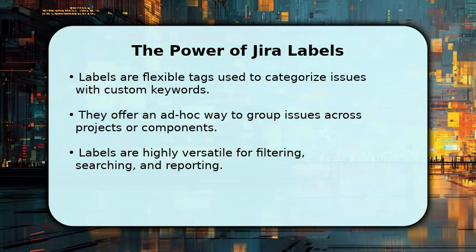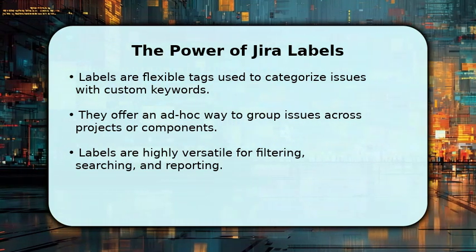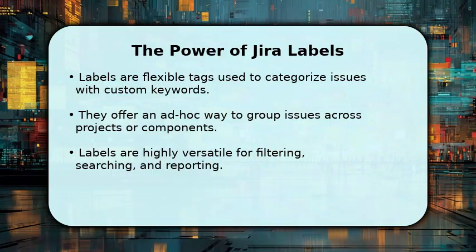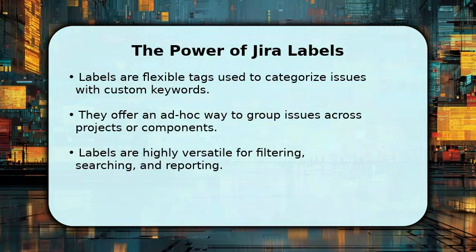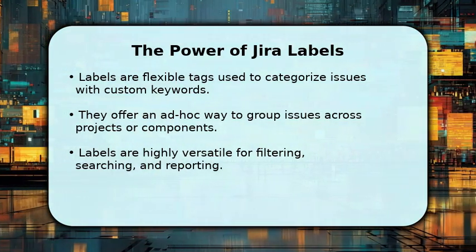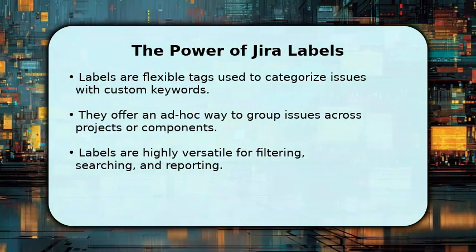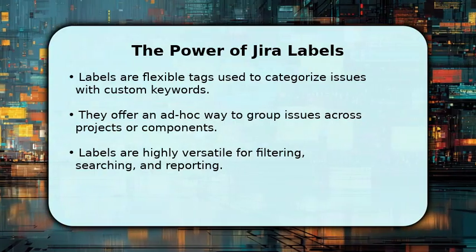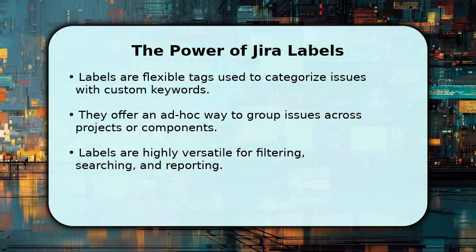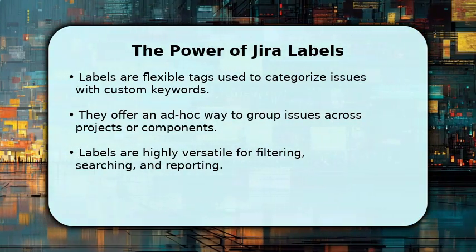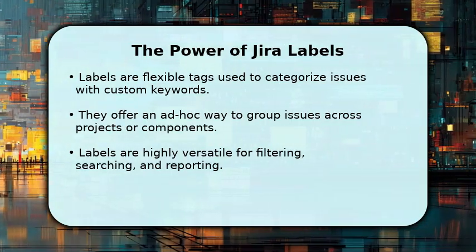Labels are incredibly flexible tags you use to categorize issues with custom keywords. Unlike components or epics, they offer an ad hoc way to group issues across various projects or even different components. Labels are highly versatile for filtering, searching, and generating custom reports. An issue can have multiple labels, providing granular categorization and allowing for diverse ways to organize and retrieve information quickly and efficiently.